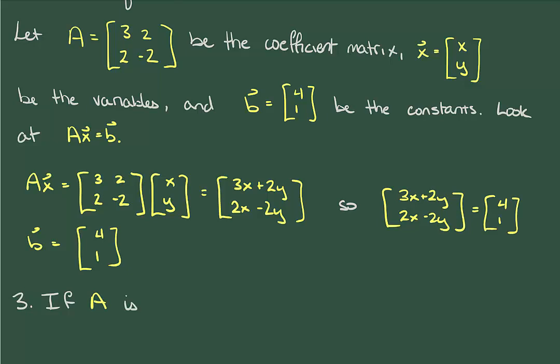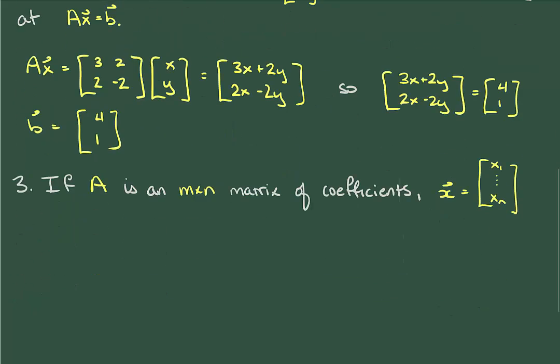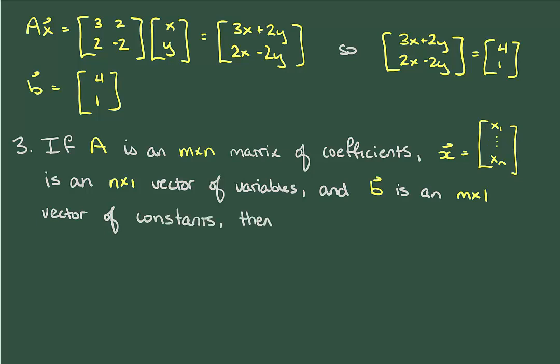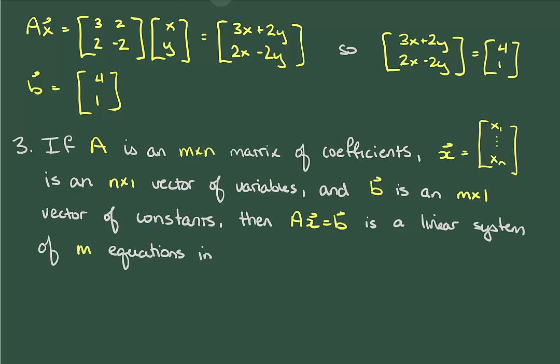More generally, if A is an m by n matrix of coefficients, x is an n by 1 vector of variables, and b is an m by 1 vector of constants, then the matrix equation Ax = b corresponds to a linear system of m equations in n unknowns.